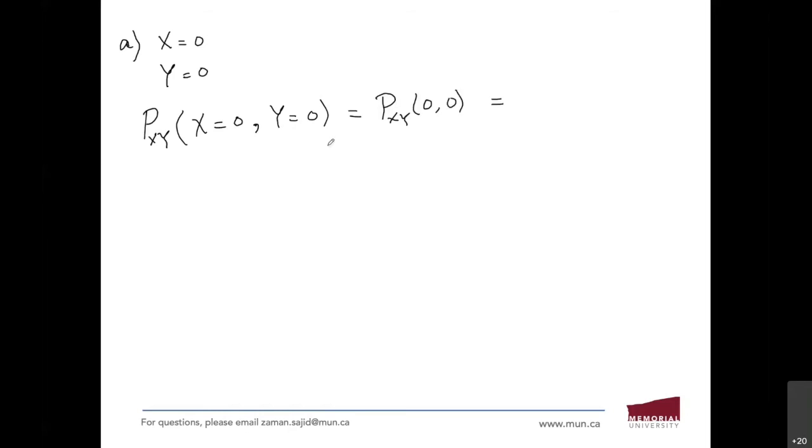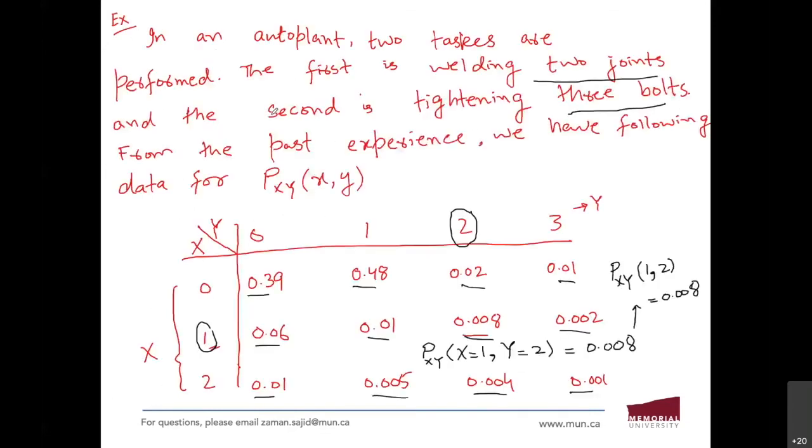Now in order to find this, I will go back to my table and see what is the corresponding value when x is equal to 0 and y is equal to 0. So I'm going back to my table. Now this is x equal to 0 and this is y equal to 0. So this is my answer, because at this value my x is equal to 0 and y is equal to 0.